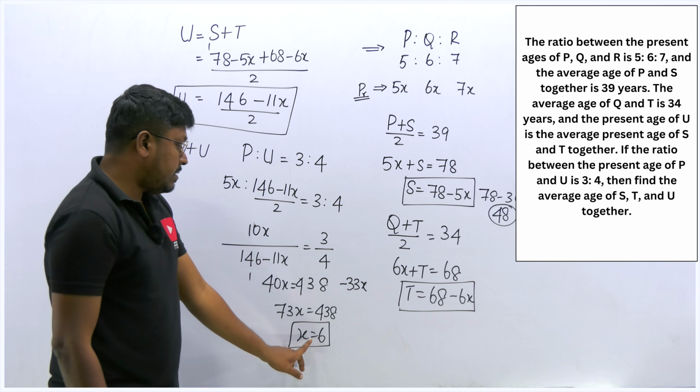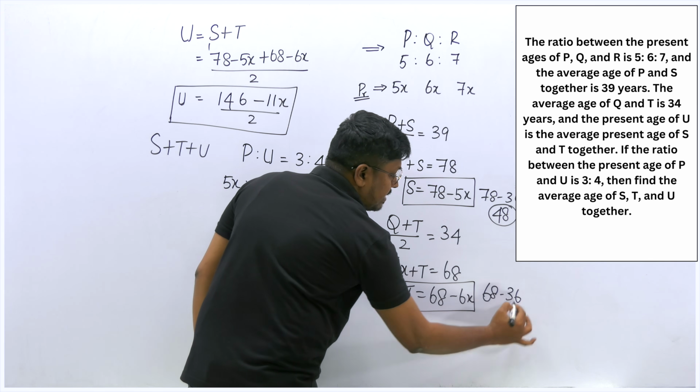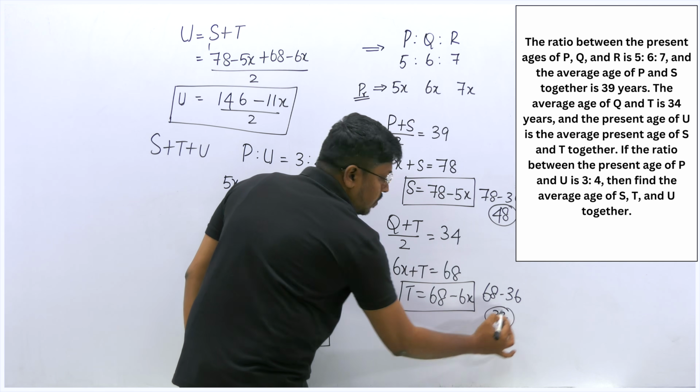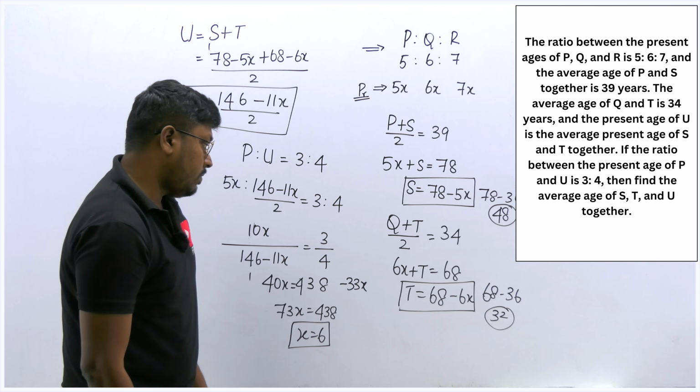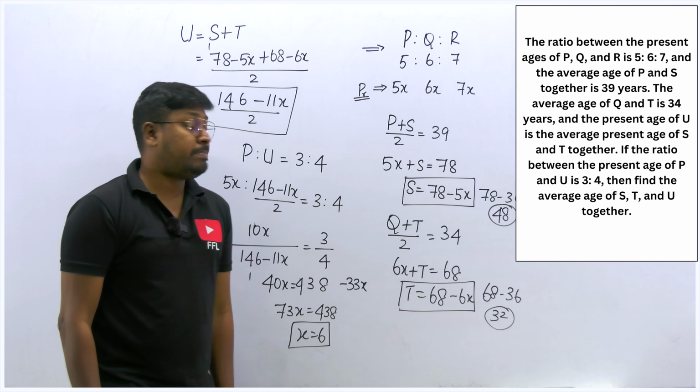And what about T? 6 into 6 will be 36. So 68 minus 36, remaining will be 32, right? Yes, 32. So 32 will be the age of the person T.